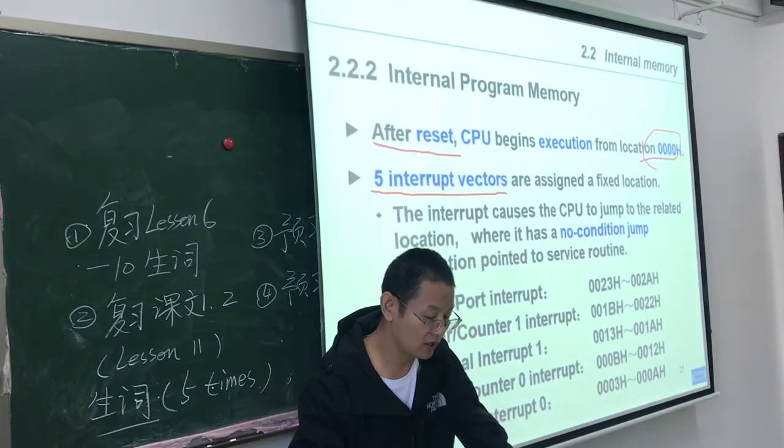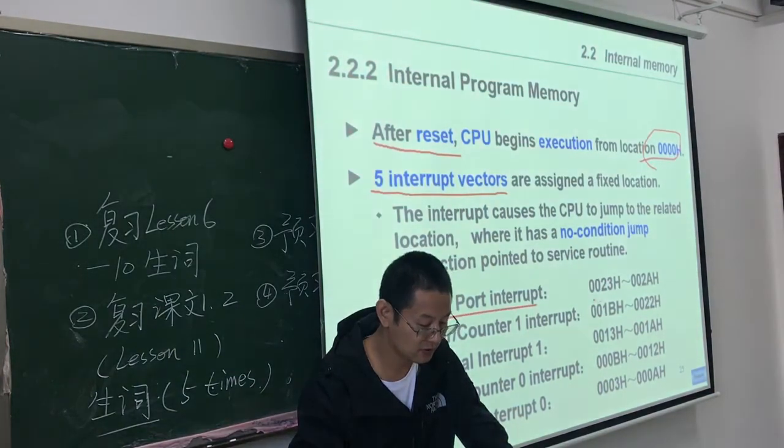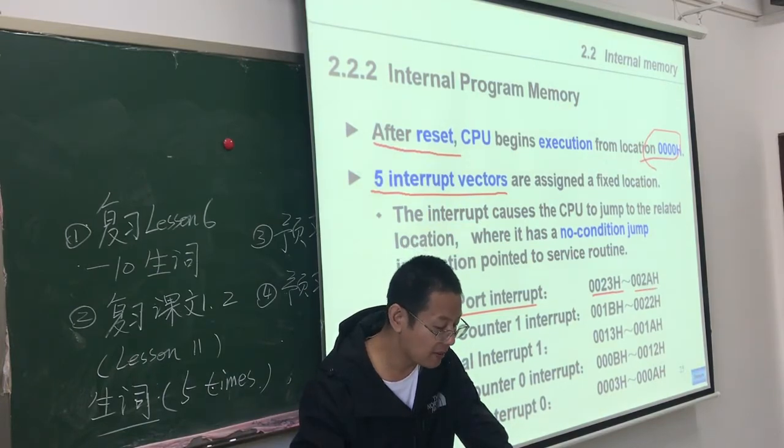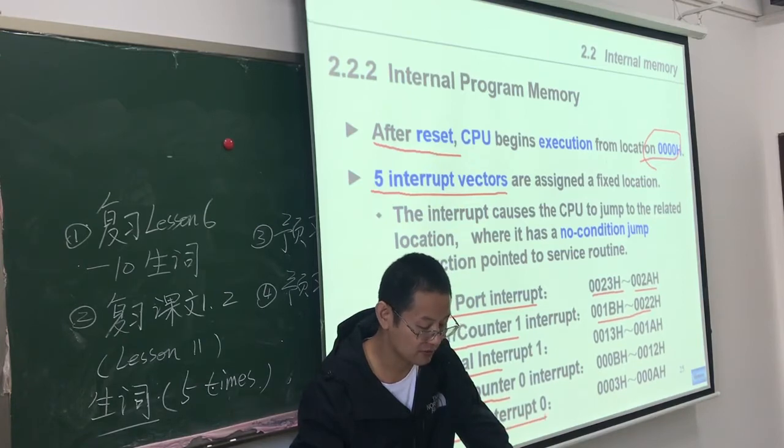Serial port interrupt, 23H to 2AH. Timer/counter 1 interrupt address. External interrupt 1. Timer 0 interrupt. External interrupt 0.